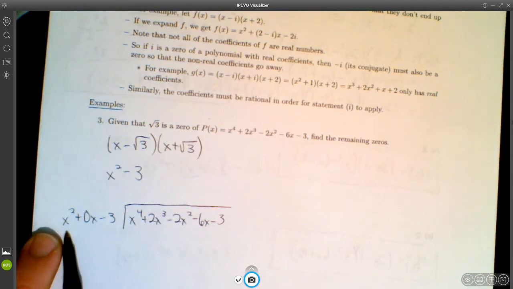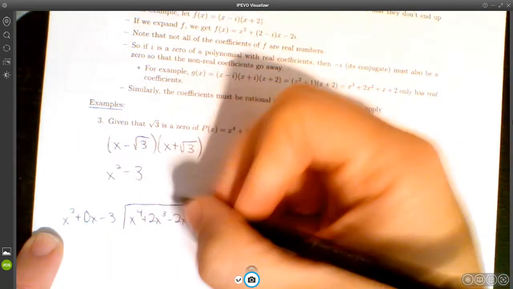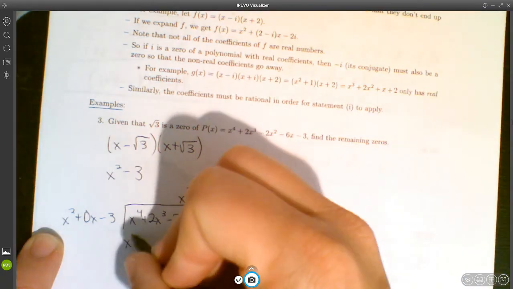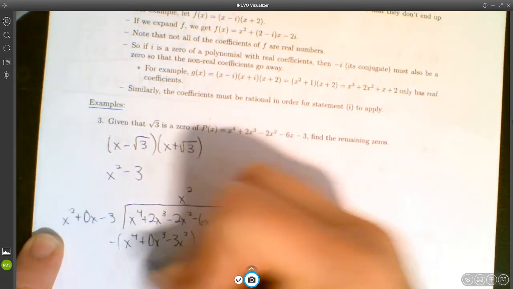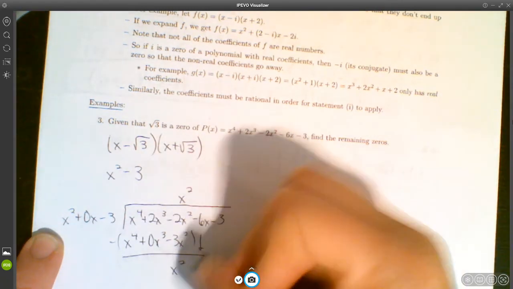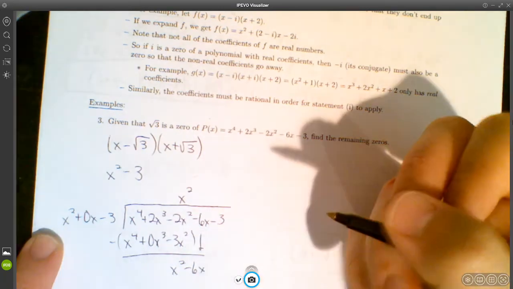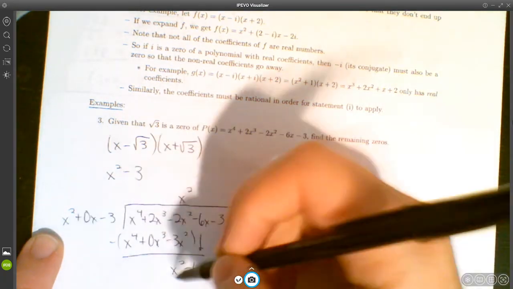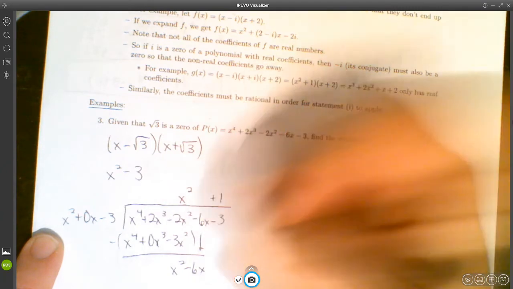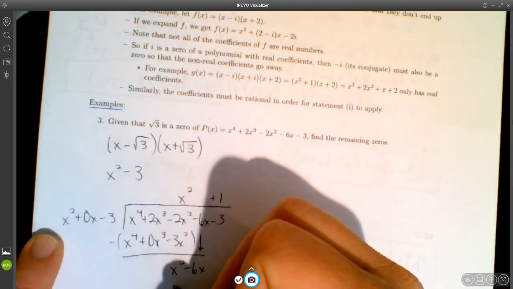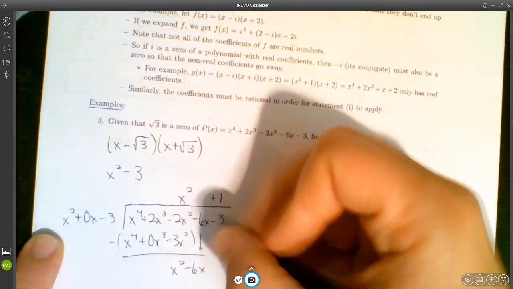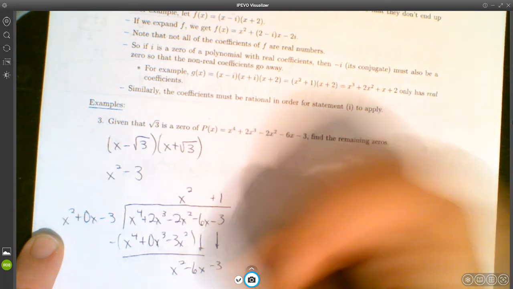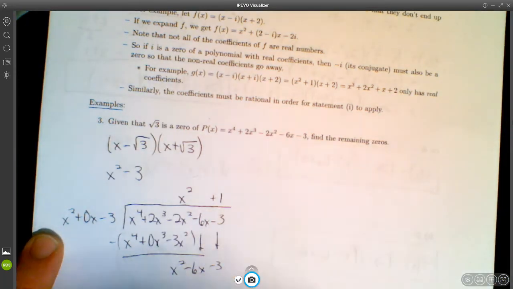What times x squared gives us x to the fourth? The answer is, of course, x squared. We multiply and subtract, bring down. x squared times what is x squared? The answer is 1. Well, I suppose I could have brought down the negative 3 as well, right? But anyway, this isn't working out, though. What have I done wrong?